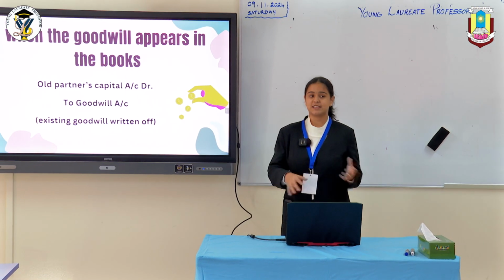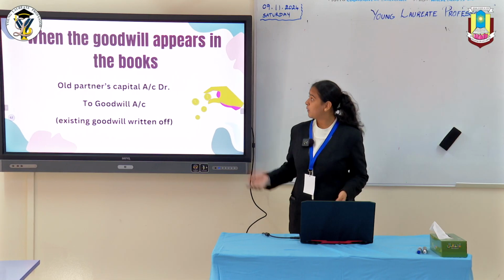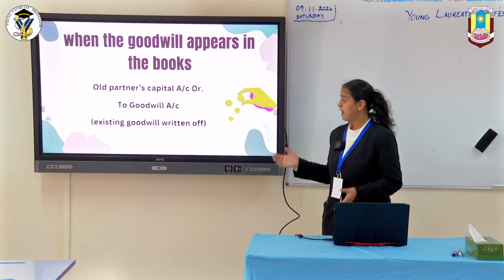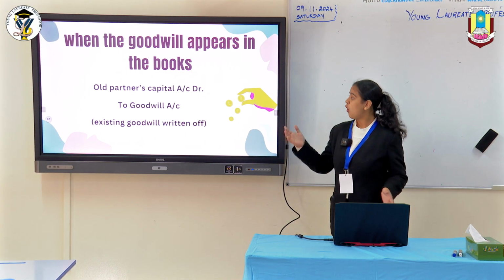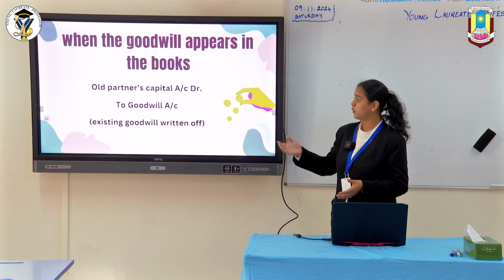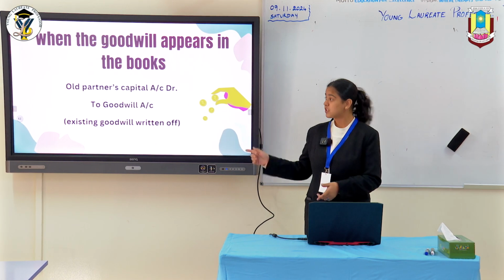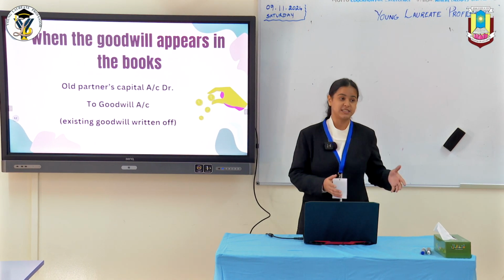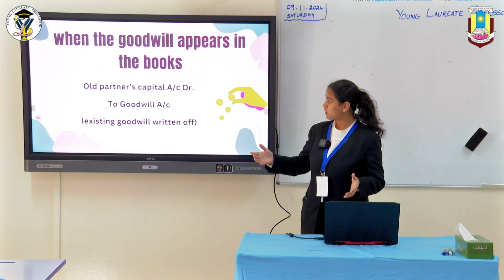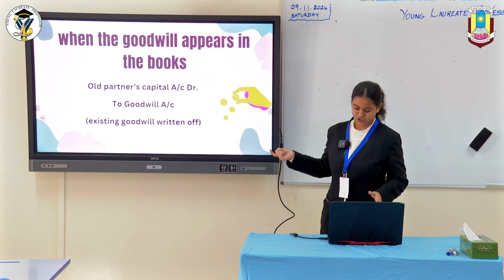Now, we have different cases under revaluation. First, when the goodwill already appears in the books. In that case, the entry passed will be all partners' capital accounts debit to the goodwill account. Now, in this case, there is no role of the incoming partner because this goodwill was already created by the existing partners. So, this will be given back to them in their old profit sharing ratio.